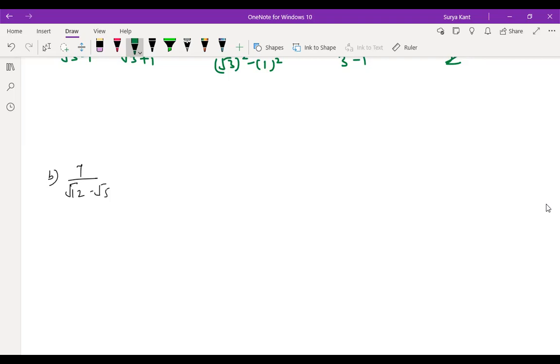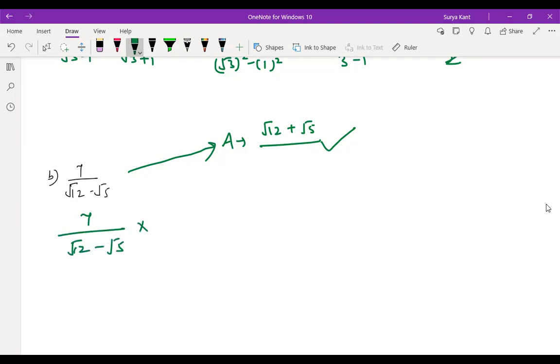Sir, I got the answer. Yeah, tell your answer. Root 12 plus root 5. Okay. I think this answer is correct. Because here you can see root 12 whole square minus root 5 whole square becomes 12 minus 5, that is 7. 7 will get cancelled. And root 12 plus root 5 is coming. Everyone getting the same answer? All of you check. This answer is correct. Yes, sir. Answer is correct. I too got the same answer.